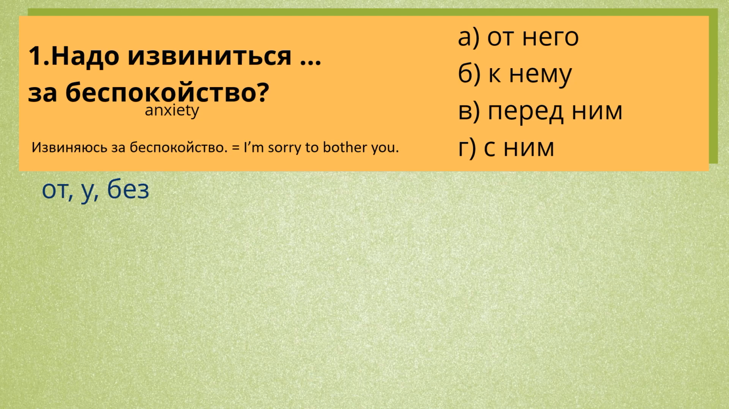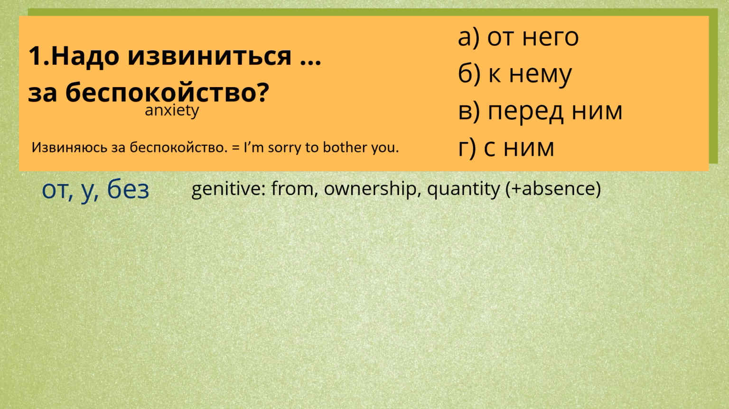От, у, and без. Those three common prepositions are used for genitive. Genitive case is quite a complicated case. Usually, the most common usage means from. It's something about ownership and it's about quantity. Also, don't forget that absence, none, no, it's also genitive case.